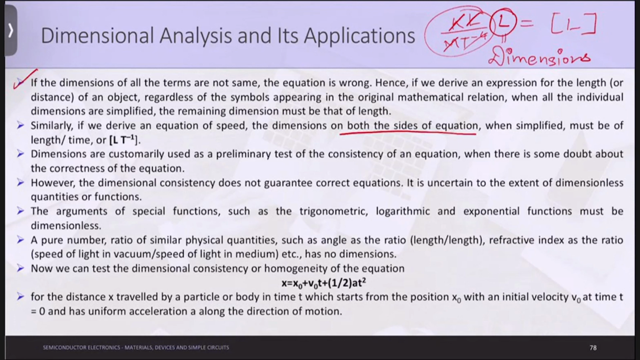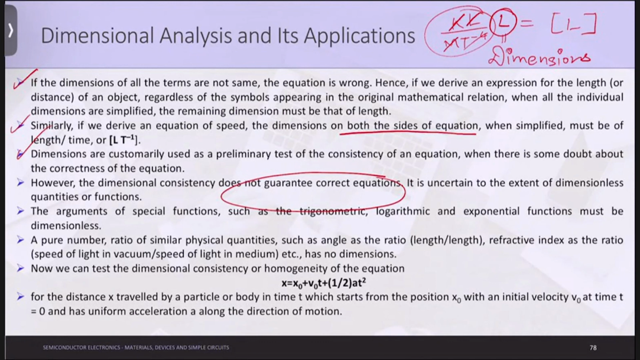Dimensions are customarily used as a preliminary test of the consistency of an equation when there is some doubt about the correctness of the equation. However, dimensional consistency does not guarantee a correct equation. So if, let us say, LHS is equal to RHS, every time it is not sure that the equation is correct. Sometimes some correction factor has to be added.